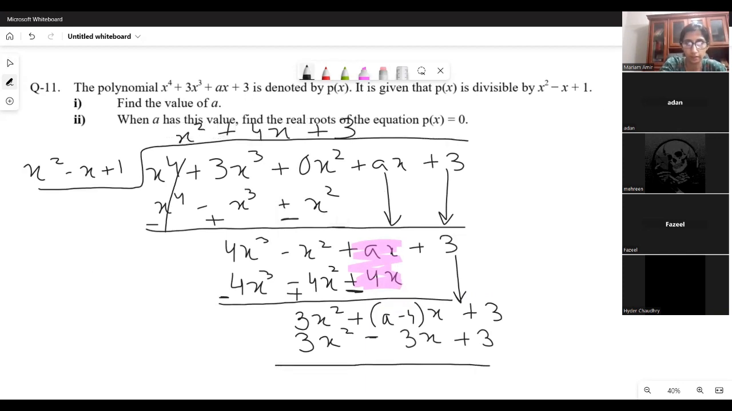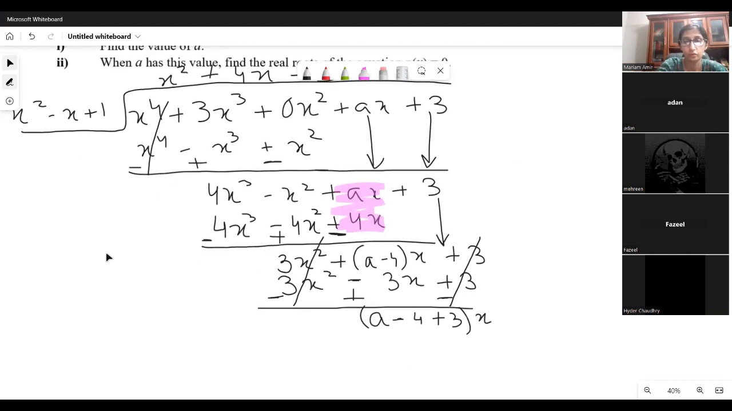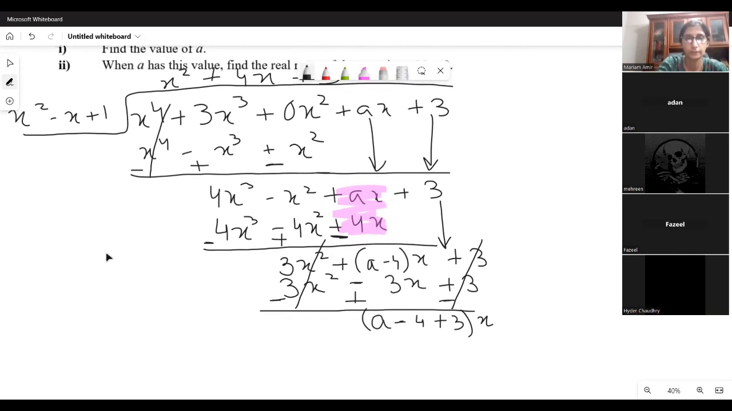So that gives us minus plus and minus. 3x square is also eliminated and 3 minus 3 is also eliminated. So we're left with a minus 4 plus 3 bracket x. We're adding the coefficients of x. So we're left with a plus 1. This is equals to a minus 1 x.